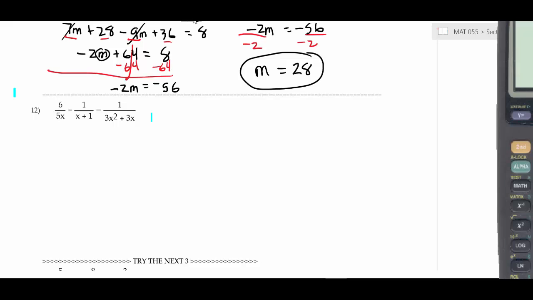Exactly. You got one thing you can factor. Okay, you can't factor 5x, you can't factor x plus 1, but you can factor 3x squared plus 3x. You take a common factor out. And you want to spread your work way out. So we're going to have 6 over 5x minus 1 over x plus 1 is equal to 1 over, now take the 3x out like this.